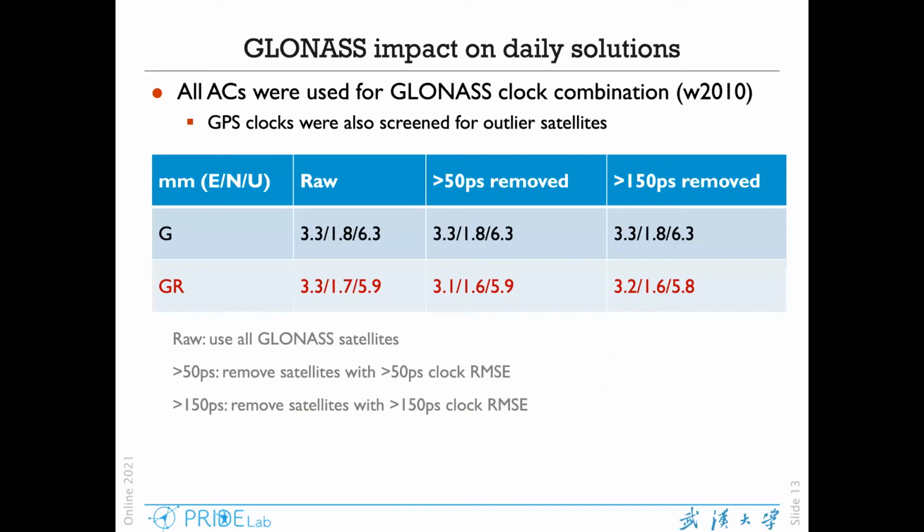And here we show the daily solutions using the Glonass clock in combination with the GPS clocks. We do the GPS Glonass PPP solution here, and we do the float solutions. If we use the GPS only solution and then we use all of the Glonass combination clocks, you can see we have similar statistics for the east and north and up components, a little bit of improvement in the north and up, as was demonstrated by Simon. But after we remove the satellites with large clock inconsistencies, I mean the bad clock consistency, which is larger than 50 picoseconds, we can improve the east component as well from 3.3 to 3.1 millimeters, and also a little bit of improvement in the north. So this is some kind of quality control strategy for us to remove those outlier Glonass satellites in the combination results. We can still benefit from the Glonass clock combination.